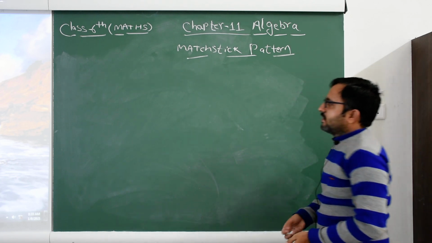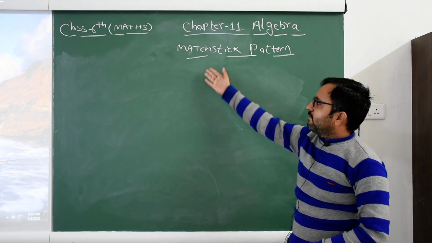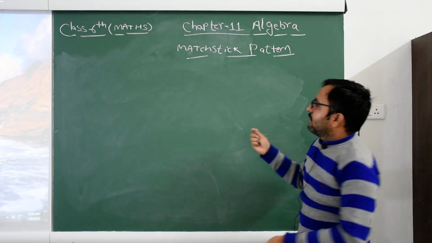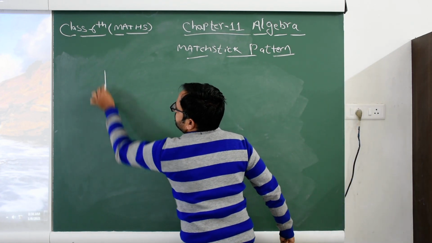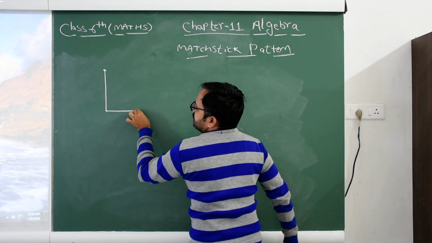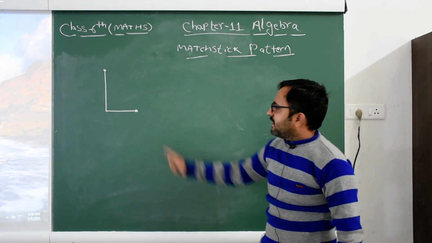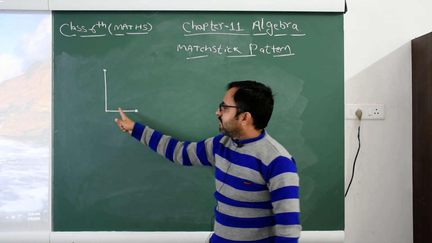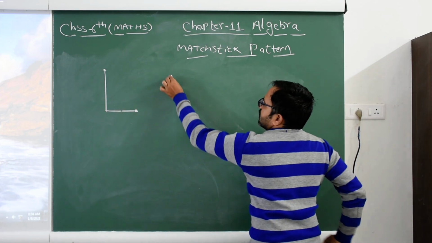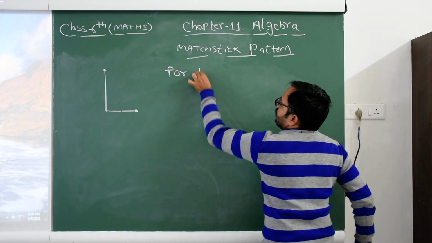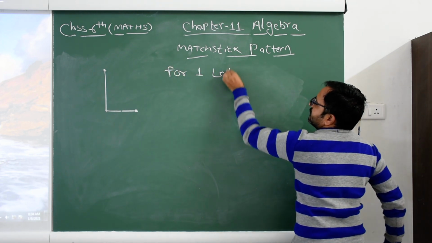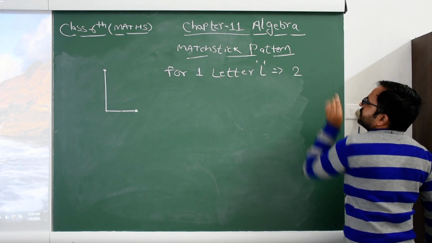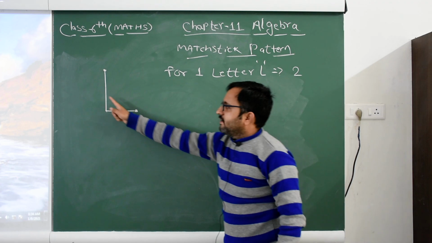Now what is the matchstick pattern? With the help of matchsticks we draw different patterns. Like first we draw letter L with the help of matchsticks. How many matchsticks do we use? 1 and 2. That means for one letter L we use 2 matchsticks, 1 and 2.